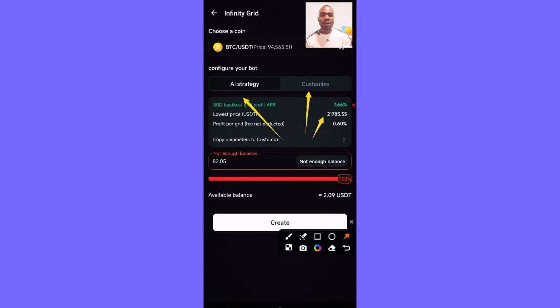And then by default, the profit per grid when you are using the AI strategy is 0.6%. Then now you have the amount here that you need to run this bot. It's 82.05 USDT. So that's now the disadvantage of using the AI strategy. It will make your capital or principal to be very huge.